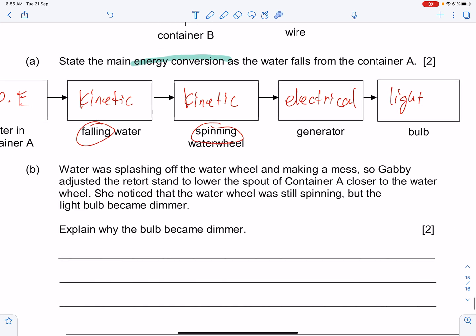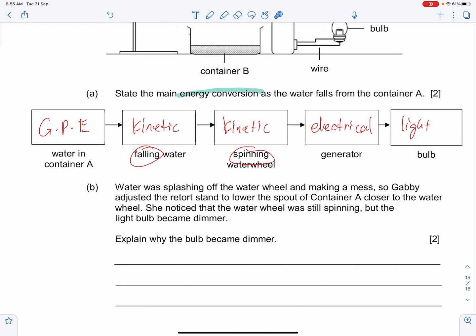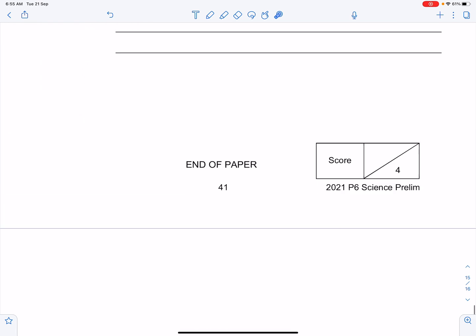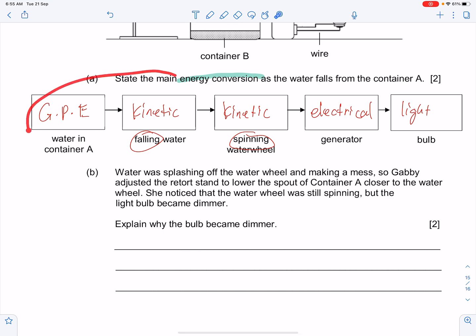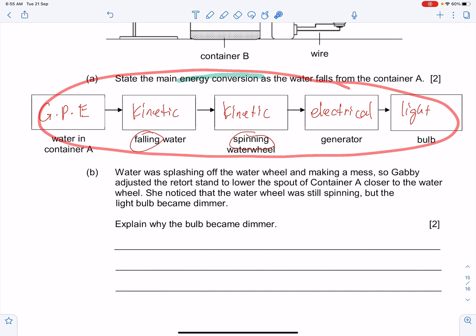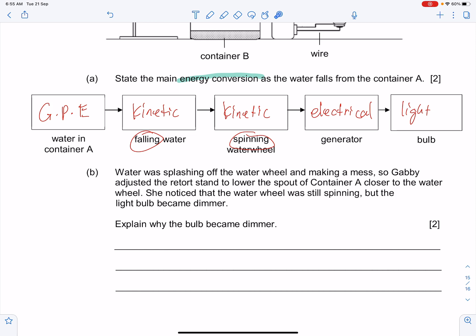Now, whenever you have this kind of question, do note that for the next few questions, you are going to need to use this to help you formulate your answers, especially when they ask you to describe how a certain conversion works, because they're probably going to ask how the change of one type of energy is going to affect the rest.